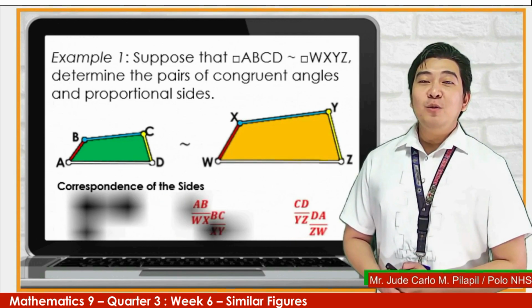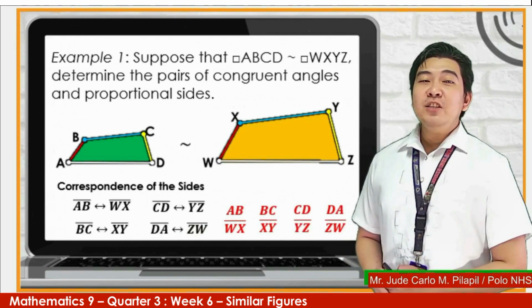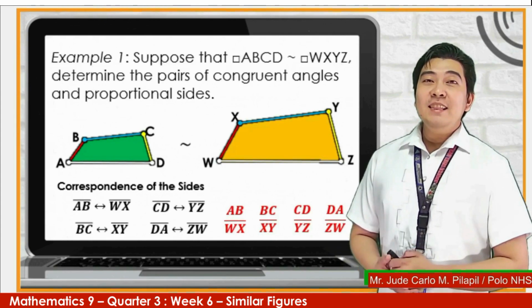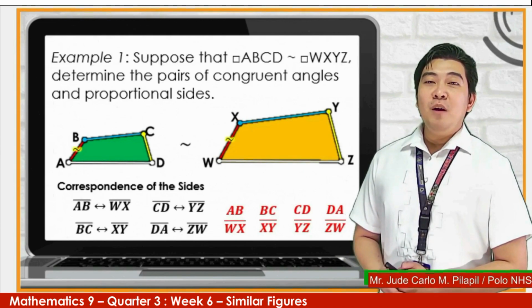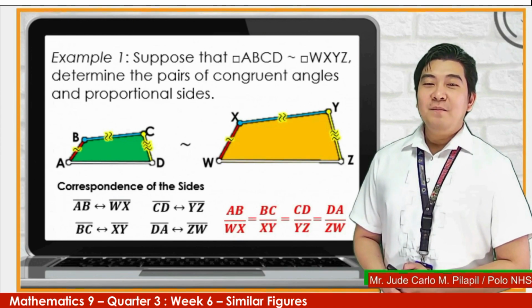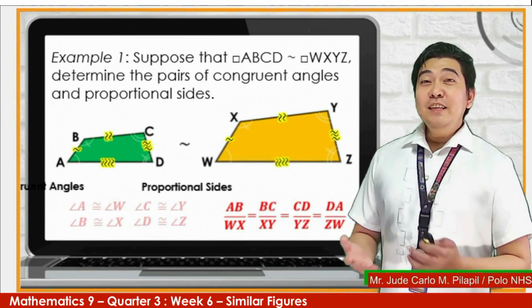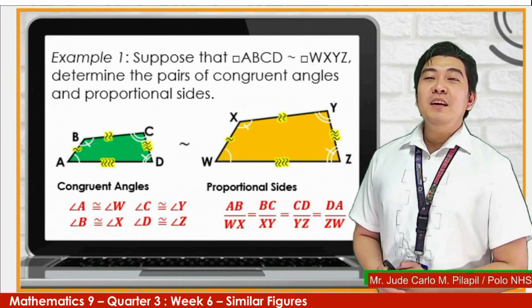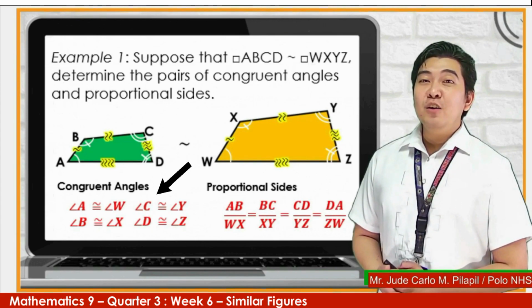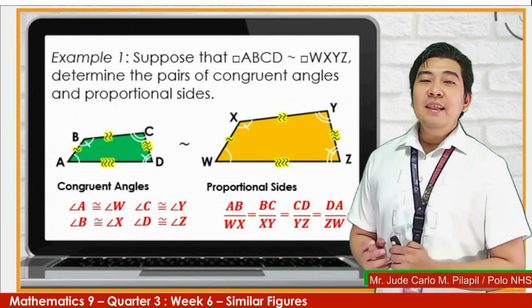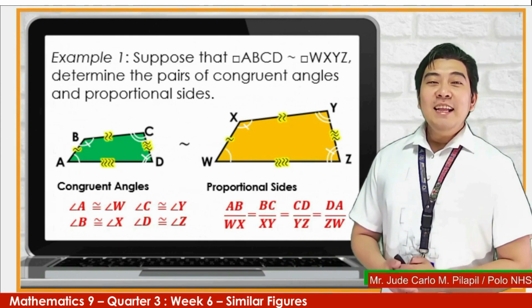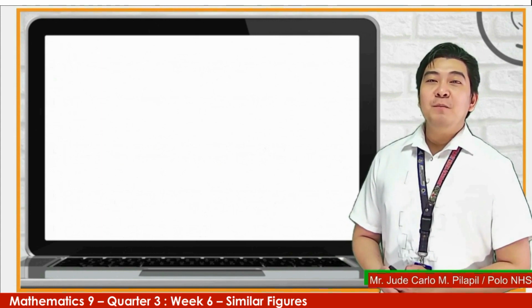Let us get the ratios made. Based on the definition of similar figures, the sides are proportional. So we can say that the ratios are all equal. Since quadrilateral ABCD is similar to quadrilateral WXYZ, the following corresponding angles are congruent. And the ratios of the sides form a proportion. Let us now proceed to another example.